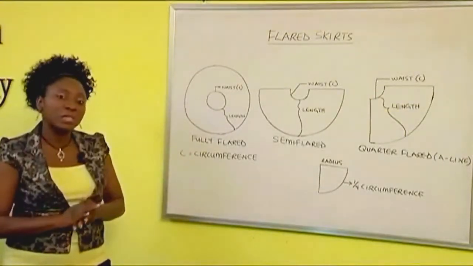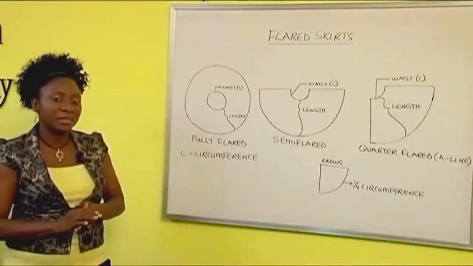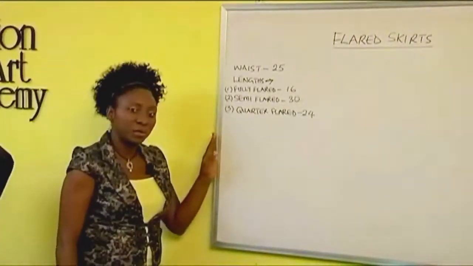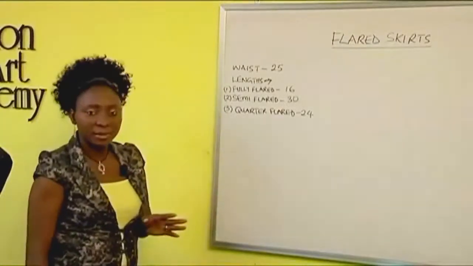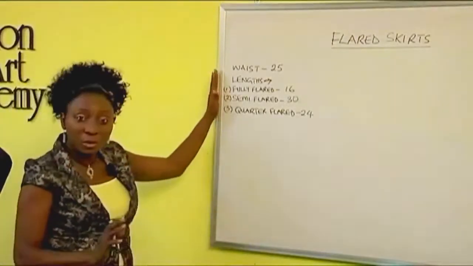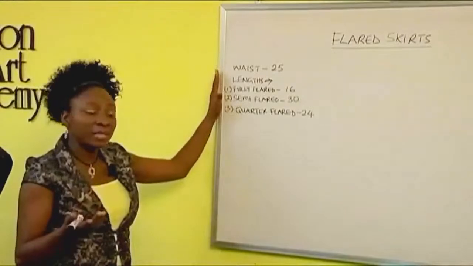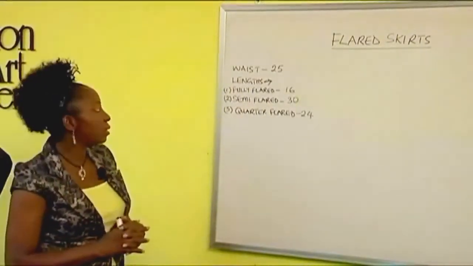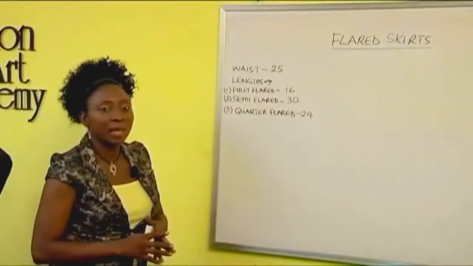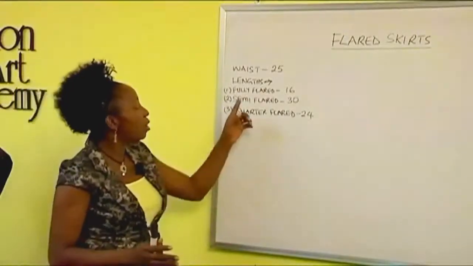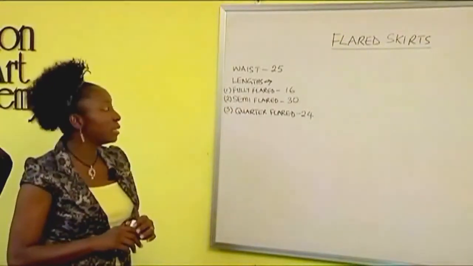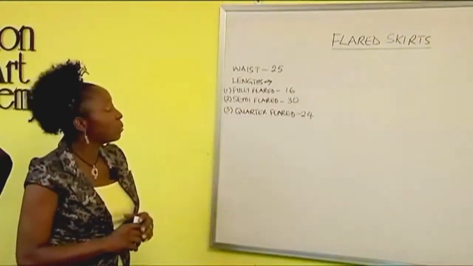So why don't we look at the measurements we will need to make our skirts. These are the measurements we're going to use. We have the waist, which is a known measurement. Our waist is 25 inches. That's what we're going to use to make the skirt. We have three different lengths here to practice with. We have our fully flared length here. We're going to use a mini length, which is 16 inches. Then we have the semi-flared length.